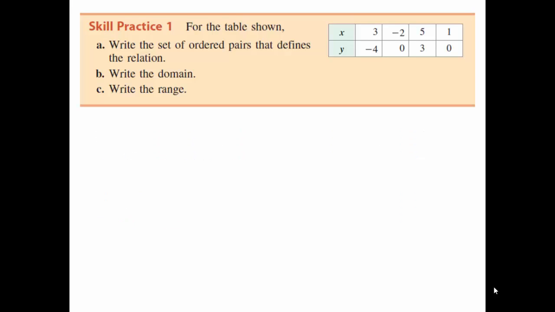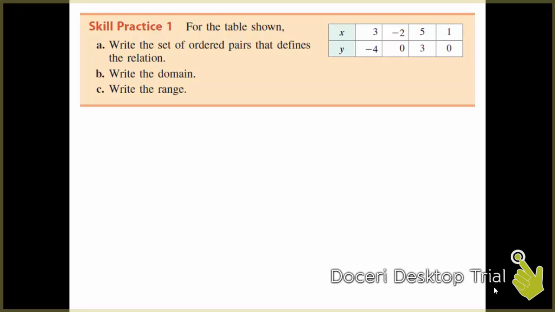Okay. For the table shown, write the set of ordered pairs that defines the relation, write the domain, and write the range. Okay, so the set of ordered pairs, again, you're going to use set notation, so you're going to use brackets, and it would be (3, -4), and then (-2, 0), (5, 3), and (1, 0). Okay, and that is the set of ordered pairs.